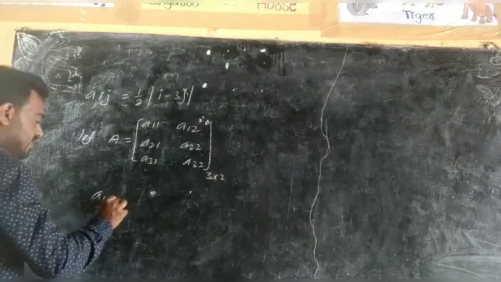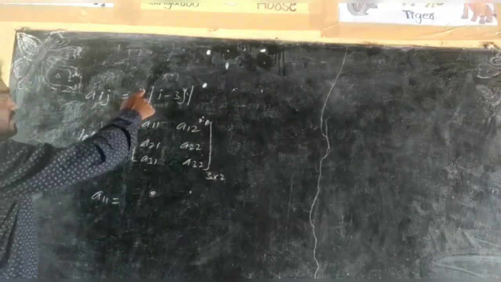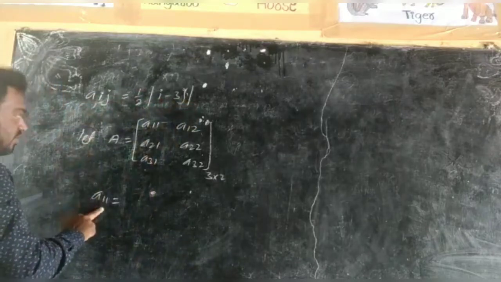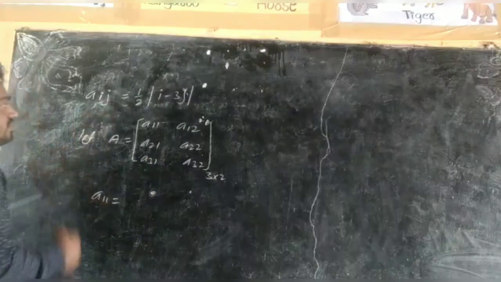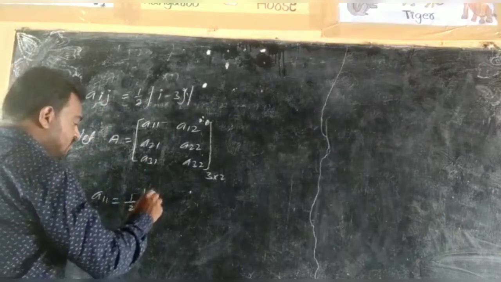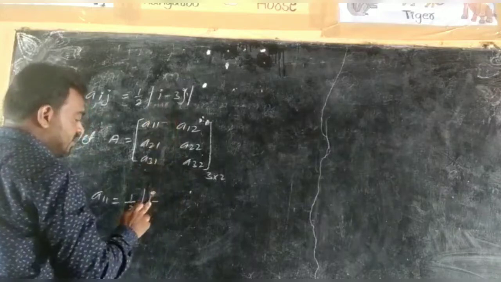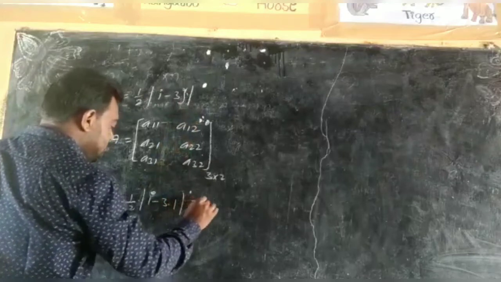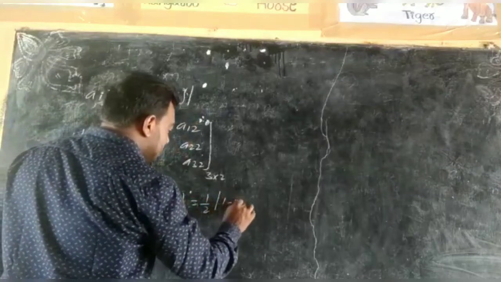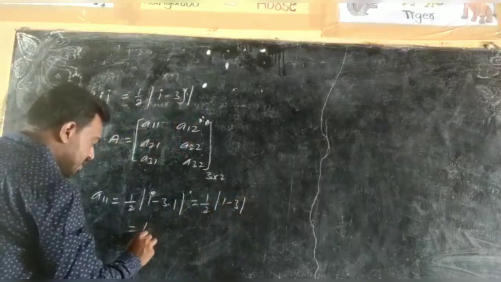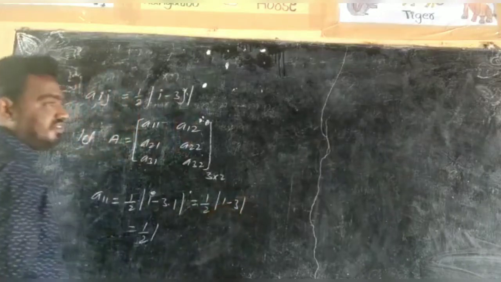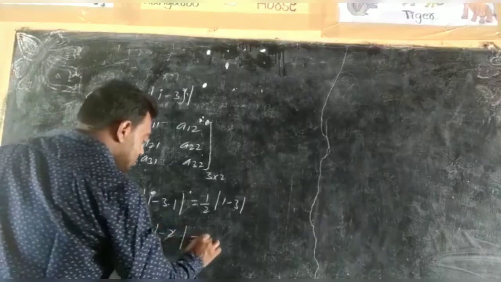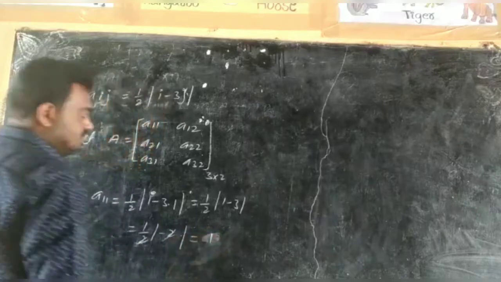You see now A11 is equal to, Aij is equal to half into modulus of I minus 3j. Just in place of I, you substitute 1. In place of j, you substitute 1. This is equal to 1 by 2 into modulus of 1 minus 3 into 1. So this is equal to 1 by 2 into modulus of 1 minus 3. Modulus of 1 minus 3 is equal to modulus of minus 2. 2 gets cancelled. Modulus of minus 1 is equal to 1.